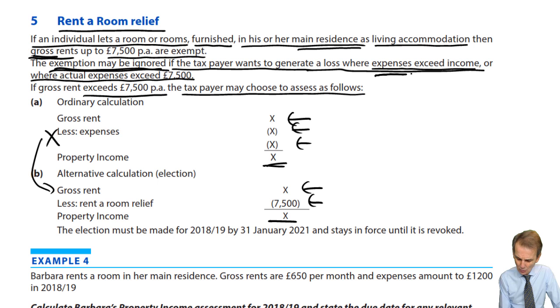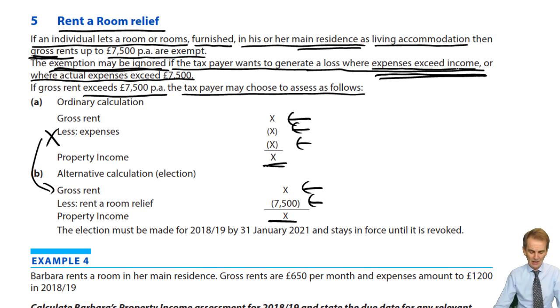Again, in this situation where expenses exceed income, I've got income of £4,000, I've got expenses of £5,000. That would allow me to generate a loss of £1,000. And even if I couldn't use that loss this year, I could use it in future years to reduce what might otherwise have been assessable property income. So that's good news. If your gross rental goes over £7,500, then you, to begin with, would just revert back to the normal. Here's your ordinary calculation, as we call it there. Your gross rental less your expenses incurred there.